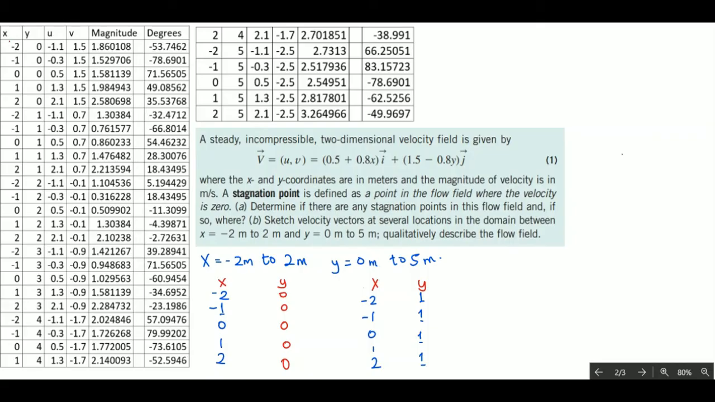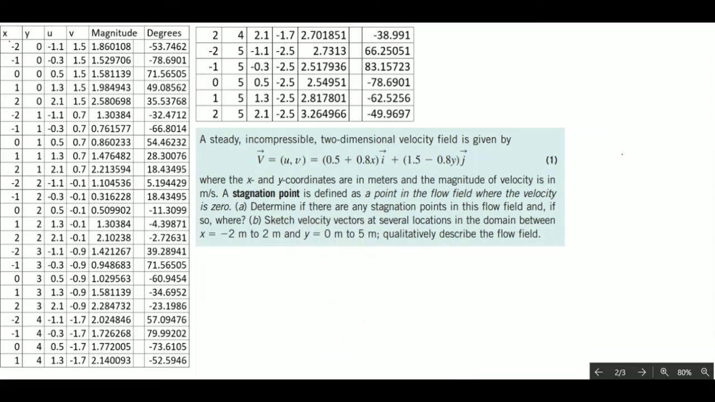You consider the x values from -2 to 2, and then the y values should start from 0. Then from that you change the y values to 1, 2, 3, 4, and then 5. That will help you get the combination values for x and y. After getting your x and y values, you are just going to use them to calculate your u and then the v values.